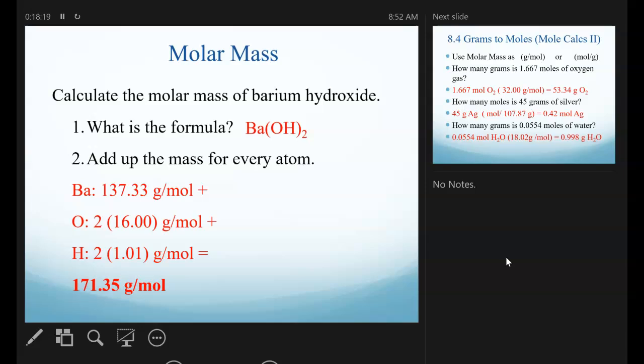Then we have hydrogen. How many hydrogens do I have? 2. And hydrogen is only 1.008, so 1.01. That's fine. Times 2. Then I add them all up. So now, if I ask you how many grams are in 1 mole of barium hydroxide, you tell me? 171.35 grams. Perfect, right? So when you have a compound, you have to do that extra step of finding the molar mass of the entire compound before you can solve a problem.